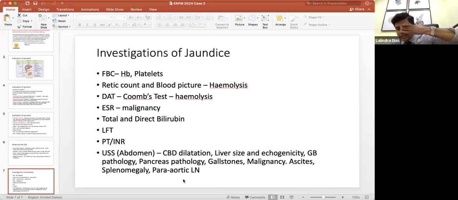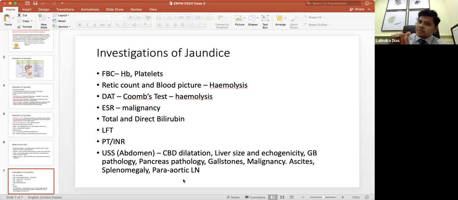In surgical jaundice, there can be elevated total bilirubin as well as direct bilirubin. You got my point? When there is surgical jaundice or obstructive jaundice, the total bilirubin is also high and the direct bilirubin is also high. The direct fraction. Why? Conjugated bilirubin.